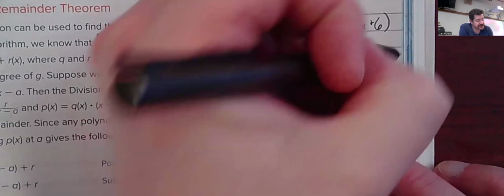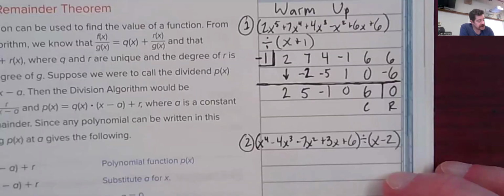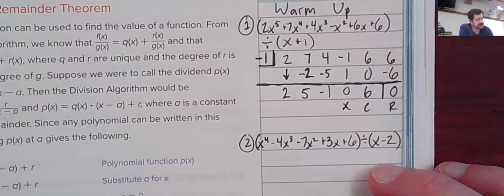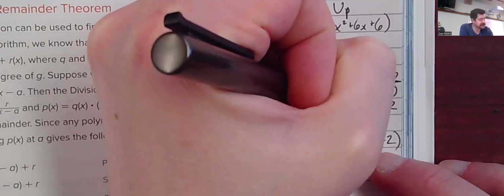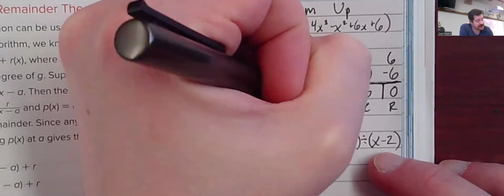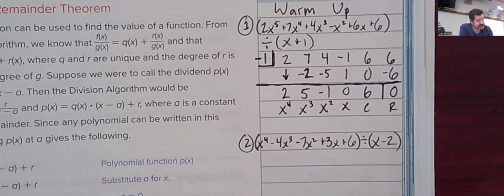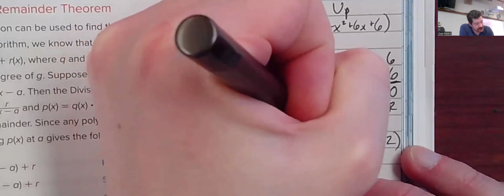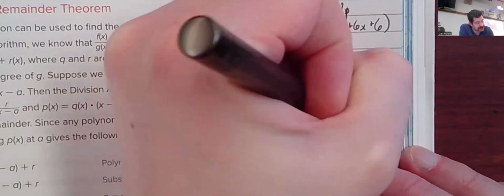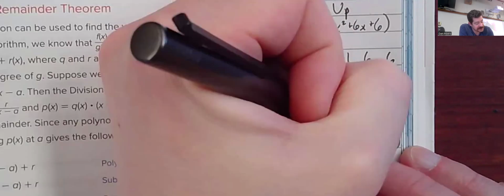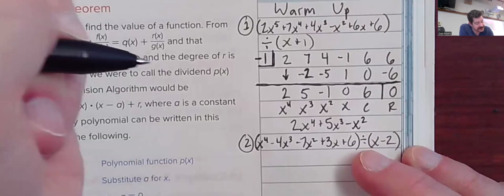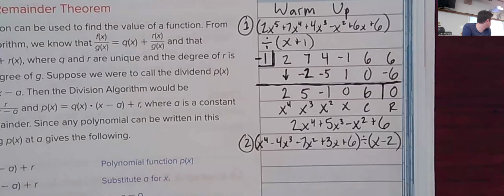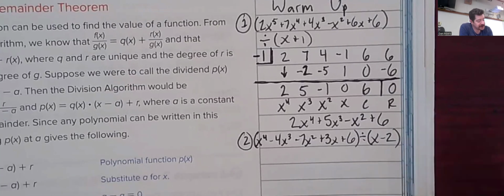This 6 is our constant term. This is our linear term, x. This is our quadratic coefficient. This is our cubic coefficient, 5. And then our quartic coefficient of 2. So our answer for this, actually, we did need all those spaces, is going to be 2x to the power of 4 plus 5x cubed minus x squared plus 6. Because there's no linear term, so we don't need to write that in our answer. If it's 0, you can just leave it out. And then the remainder was 0 as well.